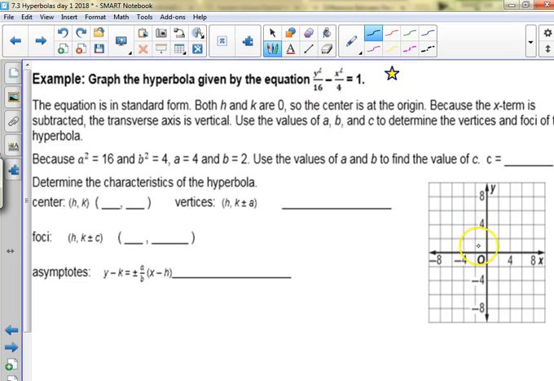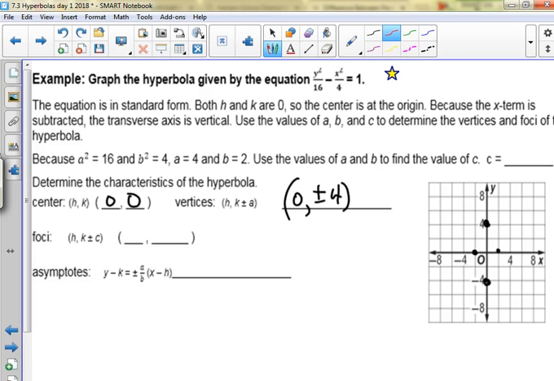Okay, how far would I go up and down to find the vertices? 4 and -4. So the vertices are at 0 plus or minus 4. The center was at 0, 0 because it had no shifting on the top. It wasn't y minus anything besides 0 or k minus or x minus anything. Okay. How far does it go in the x direction? Yep, we take the square root of this, so it tells us to go 2.